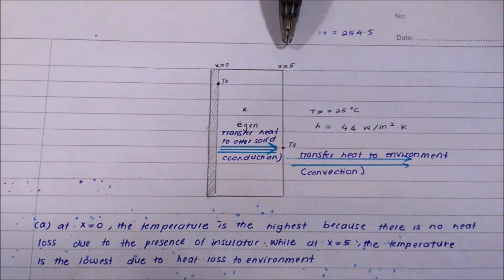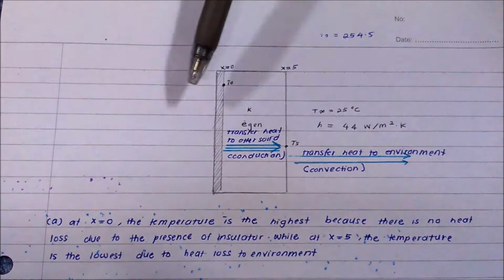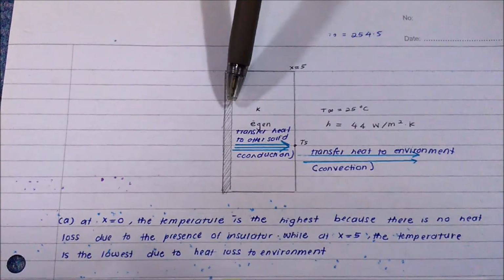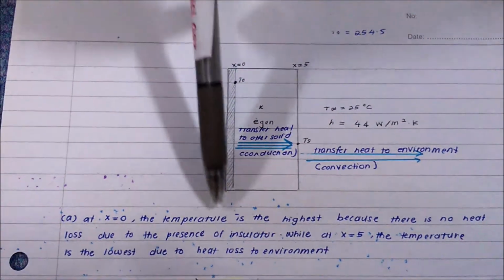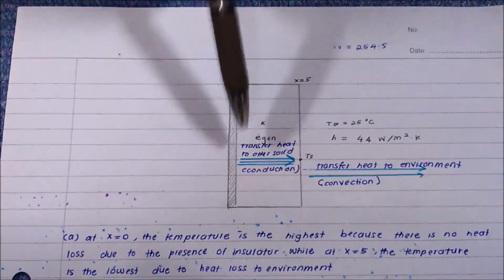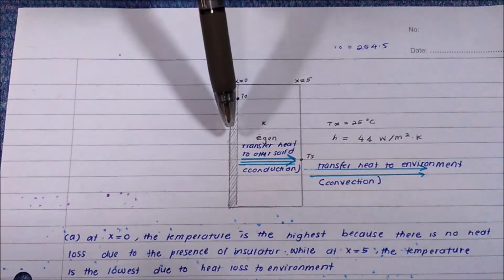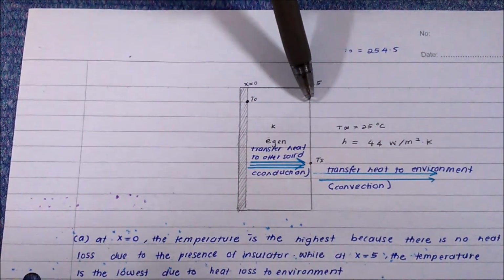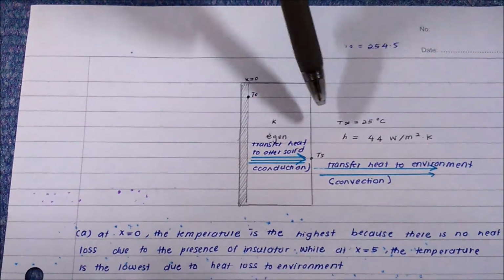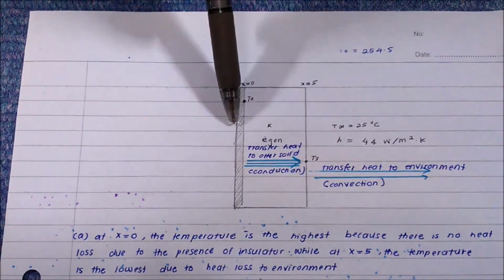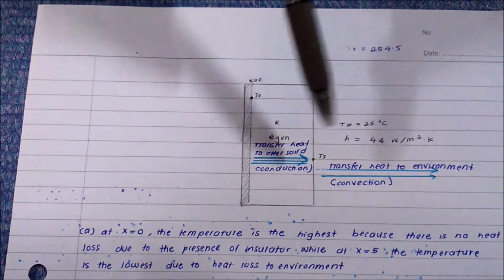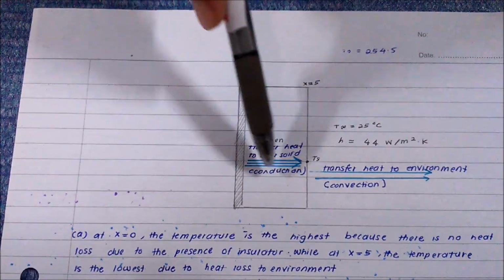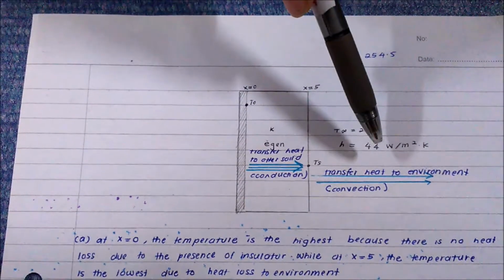Based on the diagram, at x equal to 0, this is where the temperature is at its highest, due to the presence of the insulator. So there is no heat loss here. And for x equal to 5, the temperature is lower than this part because there's heat loss to the environment. And this is where the conduction happens, and for this side it is convection.